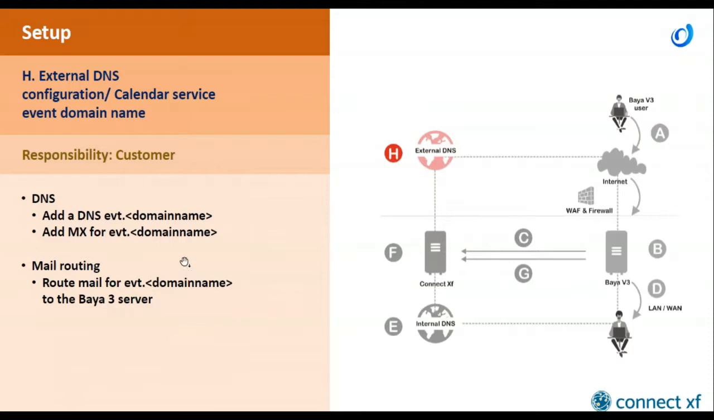So for example, if anyone sends an invitation to a local user or remote user from the BIA 3 calendar, the email will get generated and the domain name for this email will be evt.domainname. It will not be triggered with your basic domain or primary domain, but it will be a separate domain. So for the mail flow to work properly, we will have to add MX in your external DNS. So that is for calendar configuration.